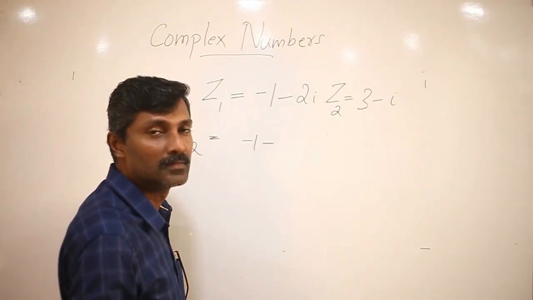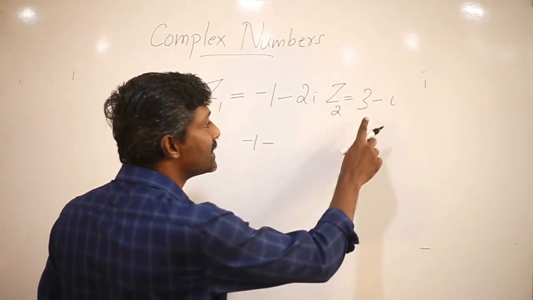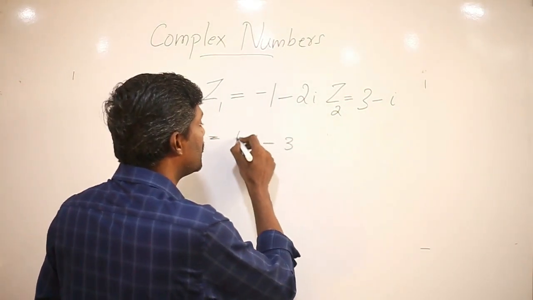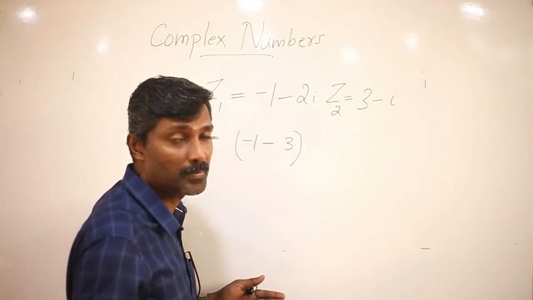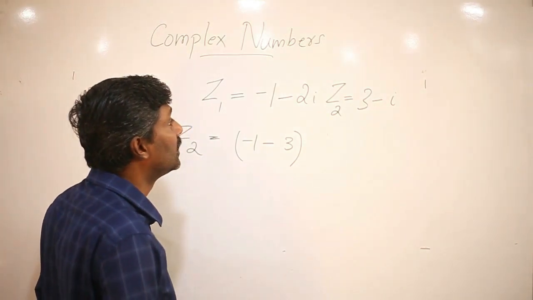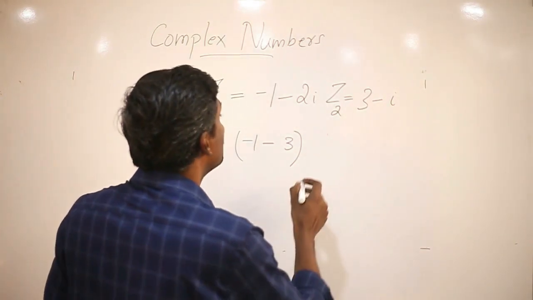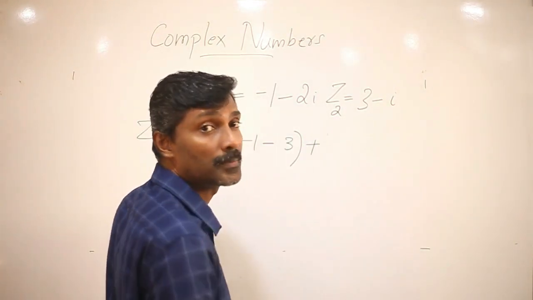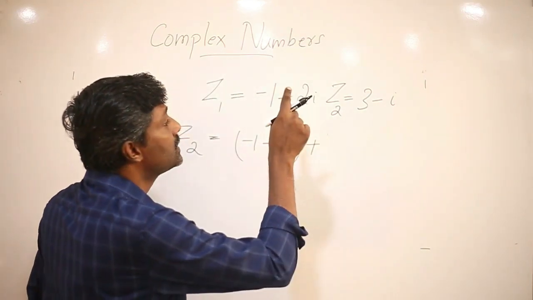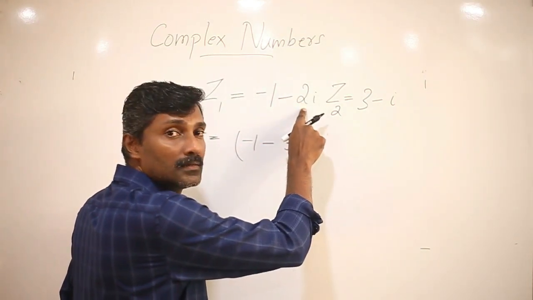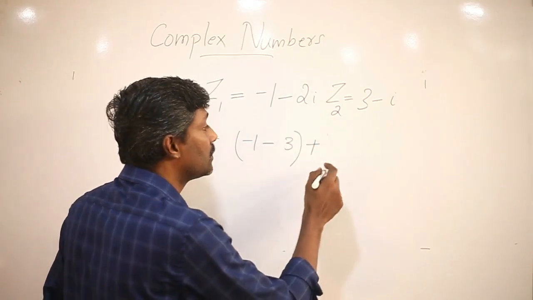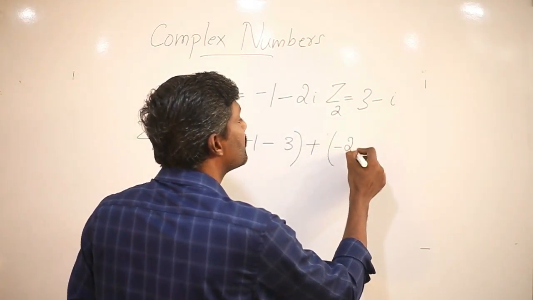Minus the real part of the second complex number is 3. Write it down. So that is the first part, the real part of your answer. And then put a plus sign. Okay? Write the imaginary part of the first complex number, which is minus 2i.